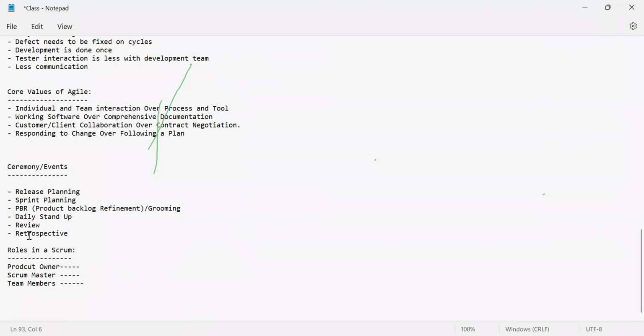What went well during this sprint? What did not go well during this sprint? Any improvement areas during this sprint, and any best practices that made our work simpler, that can be continued. Four questions will be answered: what went well, what did not go well, what needs to be improved, what needs to be continued.